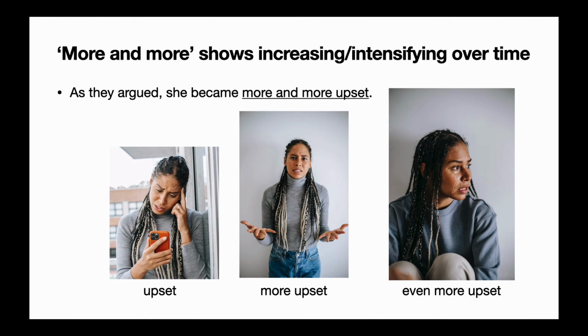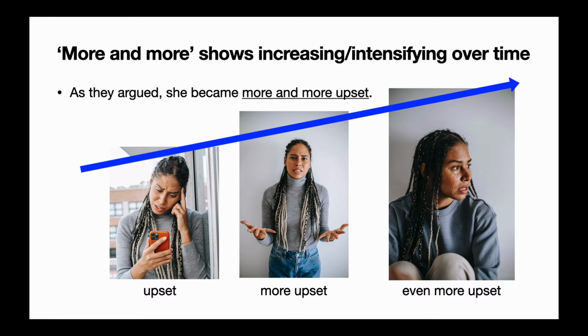So in this lesson, we'll be talking about a grammatical structure called repeating the comparative, saying more and more or less and less. When we say more and more, it shows something is increasing or intensifying over time. That means it's becoming stronger. So in this example, as they argued, she became more and more upset. That means in the beginning, she was a little upset, then she became more upset, and then even more upset. So her feeling of being upset became stronger and stronger.